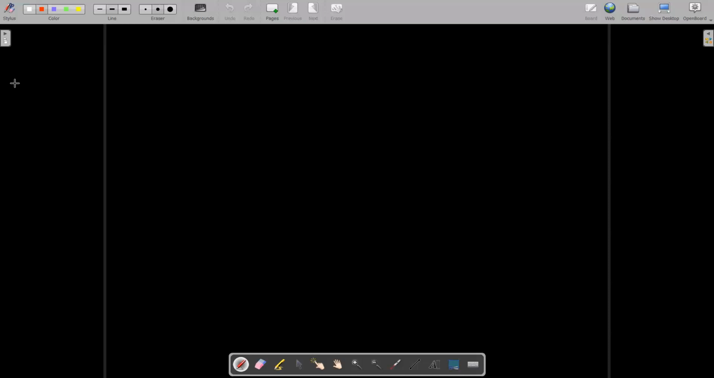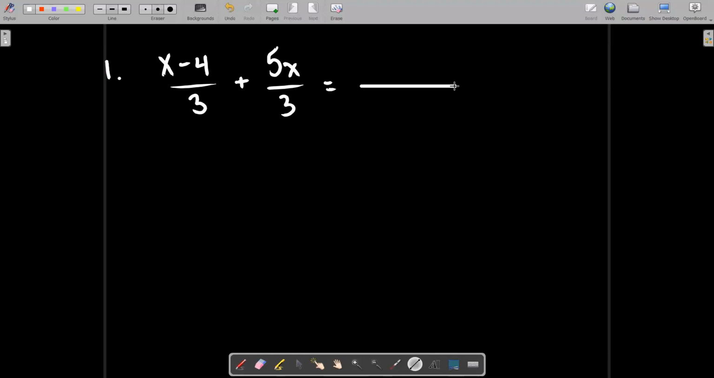There's going to be a little bit of factoring and canceling to do, but let's pop a few of these out. So number one has us doing x minus 4 over something plus 5x over the same something. How convenient. And so we already know going into this that our answer is going to have a 3 on the bottom, right? Because that's how fractions work when you add them together. What are we going to do about the top? It is 6x, because we want to combine like terms, minus 4, like that.